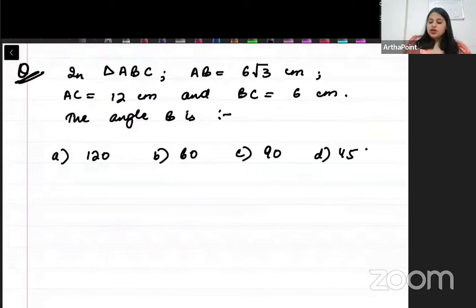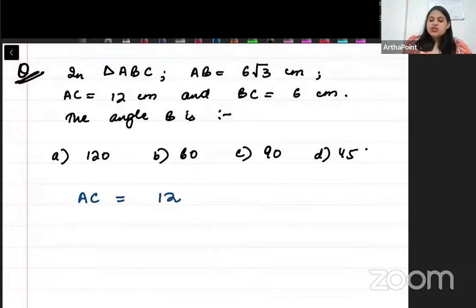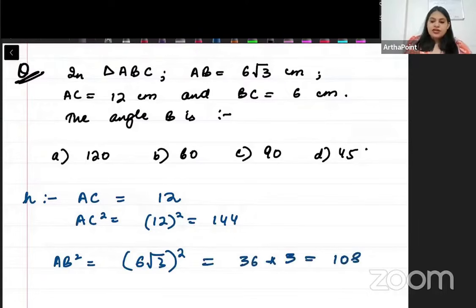Okay, let's start. So beta, I will first of all try to see if directly Pythagoras theorem satisfies this equation or not. So if you see at AC, it is 12. It's the biggest side. So if the Pythagoras theorem is true, this must be hypotenuse. And beta, AC square will come down to 12 square, which will be 144. AB square will come down to 6√3 square, which will be 36 into 3, which will be 108. And BC square will be 6 square, which will be 36.